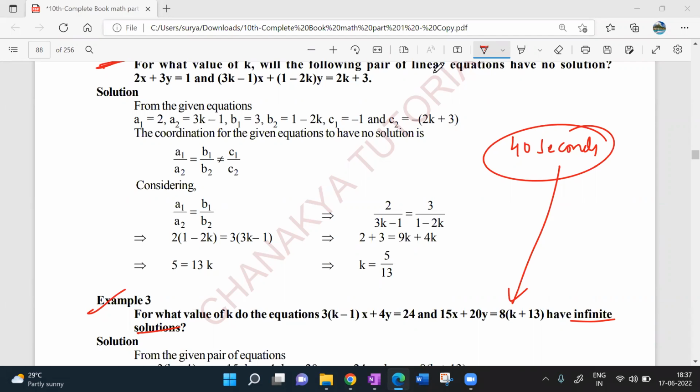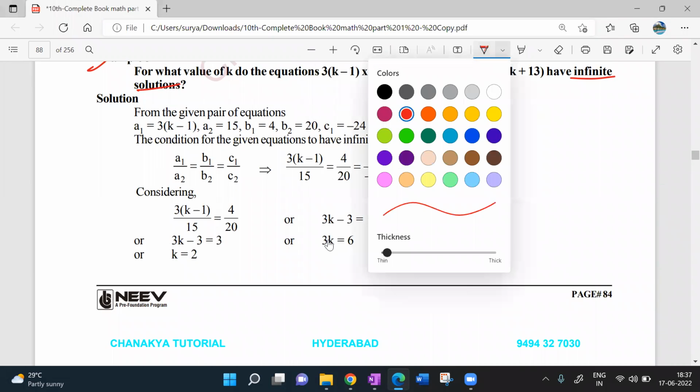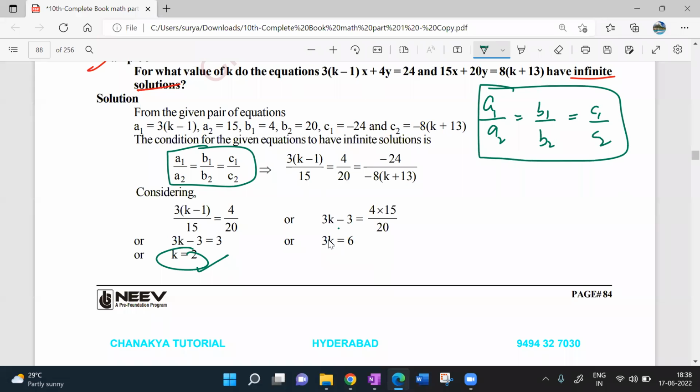Okay, many of you sent the answer, but your answers are not reaching me. K value is 2 here. K value is 2. Okay, very good. Infinitely many solutions is nothing but this condition: A1 by A2 is equal to B1 by B2 is equal to C1 by C2. Whenever you have infinitely many solutions, this is how you need to solve.